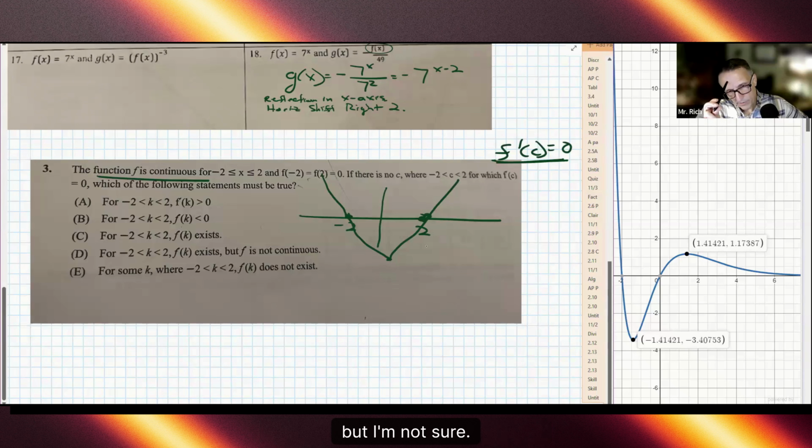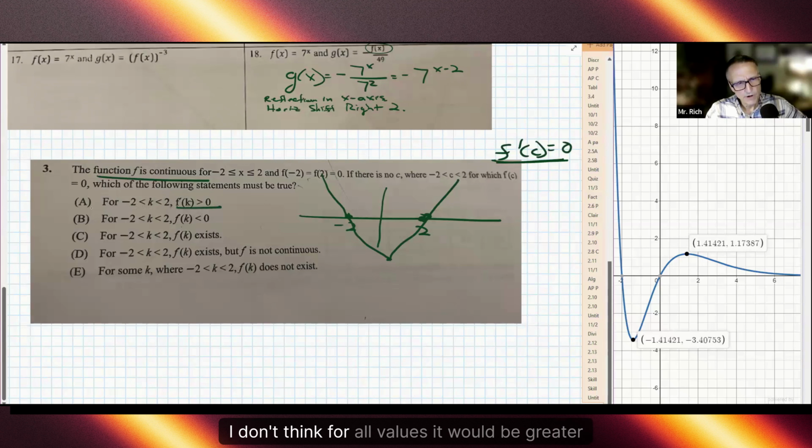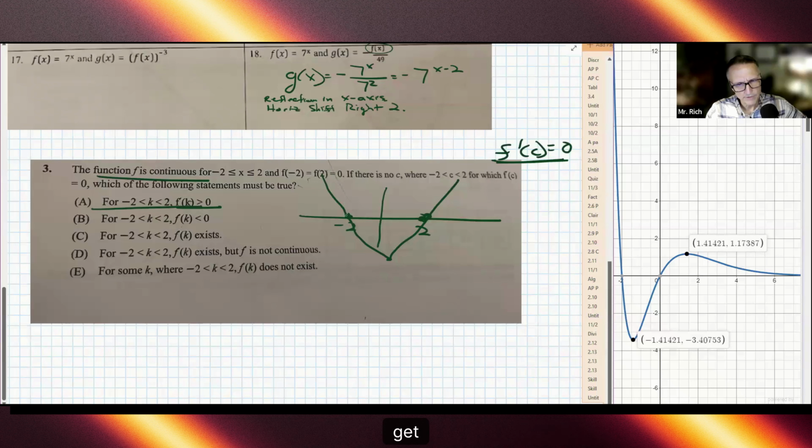Maybe, but I'm not sure. It has to be continuous. Anyway, let's go through this. For k between -2 and 2, f prime of k has to be greater than 0. I don't think so. This says f prime greater than 0. I don't think for all values it would be greater than 0, because it has to change directions to cross at both of those points. So I don't like A, and for the same reason I don't like B.